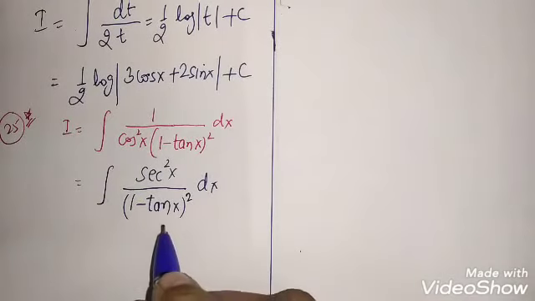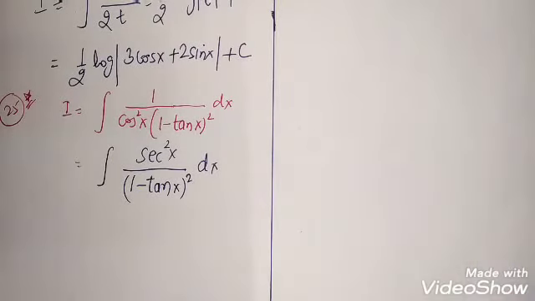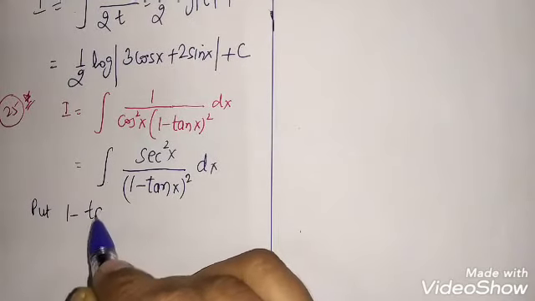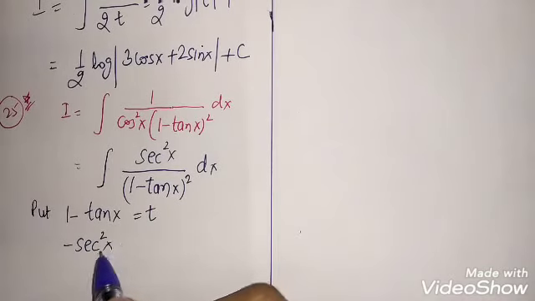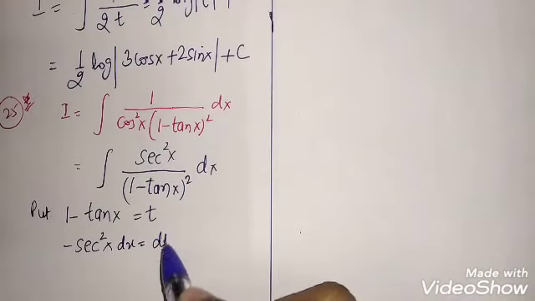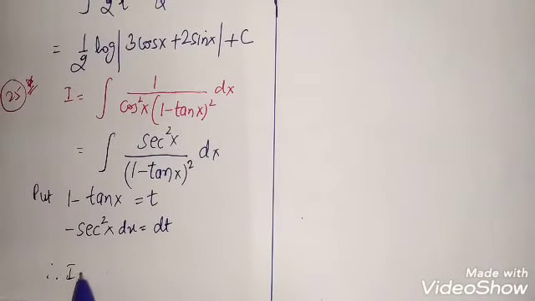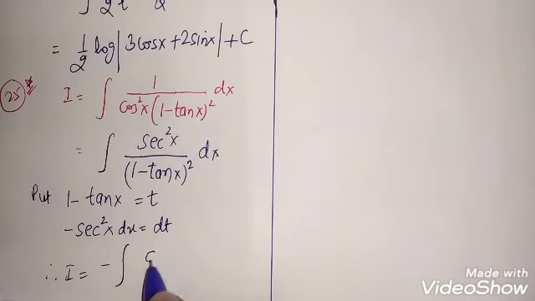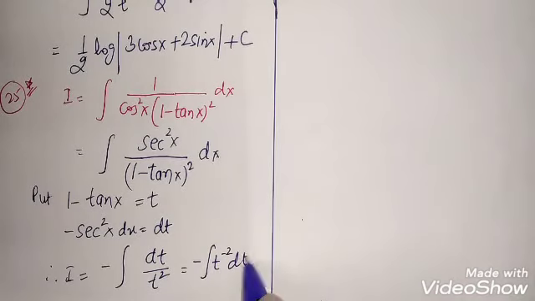Now I can easily put tan x to be t. I can easily put 1 minus tan x to be t. Put 1 minus tan x equal to t. So the derivative is minus secant square x dx equal to dt. The value of secant square x dx is minus dt, you can say. Therefore the integrand is, taking minus outside, secant square x dx value is dt upon t square for sure. T to the power minus 2, so this is minus t to the power minus 2 dt.